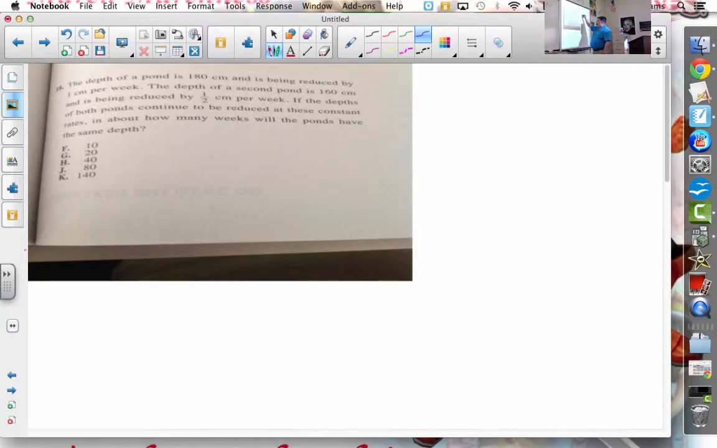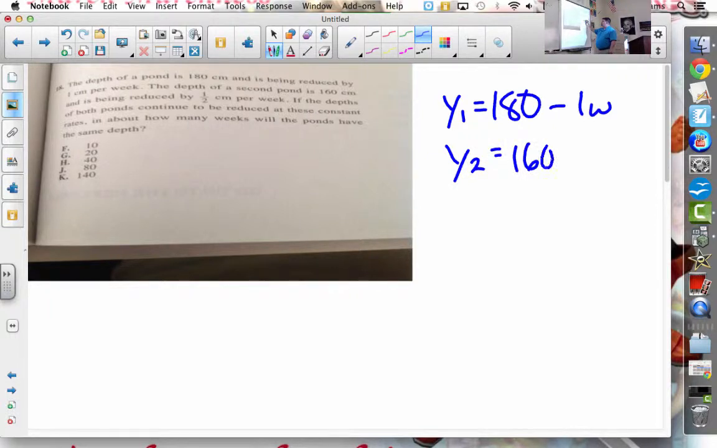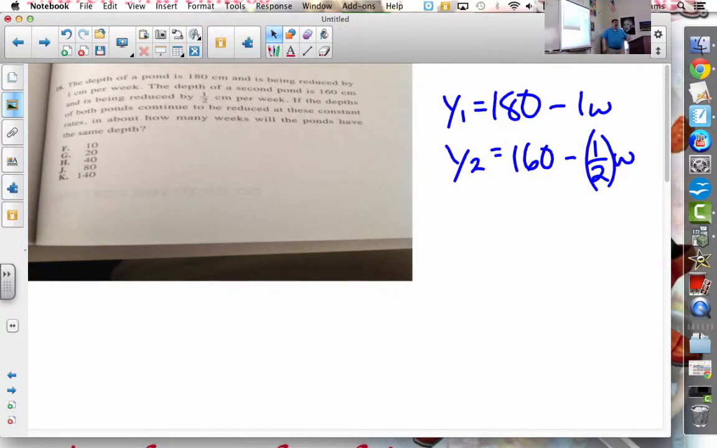So pond 1, we'll call y sub 1, is equal to, now it started off as 180, but then it loses 1 centimeter per week. So I'm going to make W equal weeks, right? So at the first week it loses a centimeter, the third week it's lost 3 centimeters, does that make sense? Now for the other one, y sub 2, it starts off with 160 centimeters and it loses 1/2 a centimeter. Now I put minus because we're subtracting that.